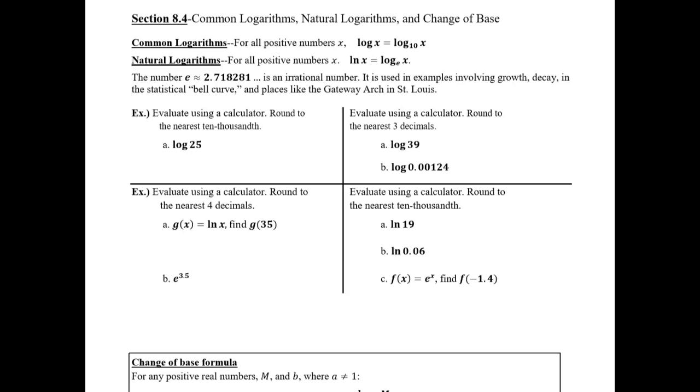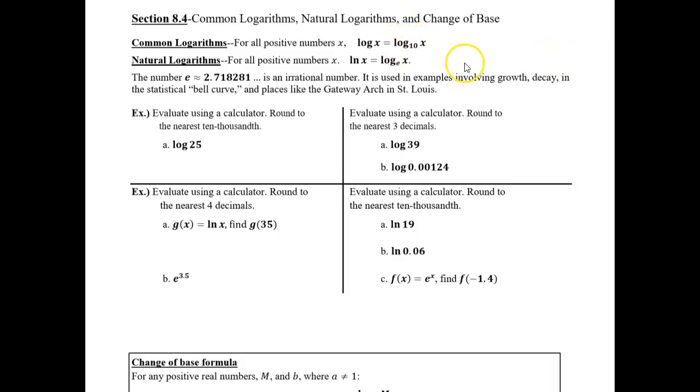In this video, we're going to be talking about evaluating common logs, natural logs, and powers of e. So, first of all, what is a common log? A common log would be like log x. So, in general, we need a base. But if there is no base written, then we know that it is actually base 10. So anytime you see a log without a base, we assume that it's log base 10.